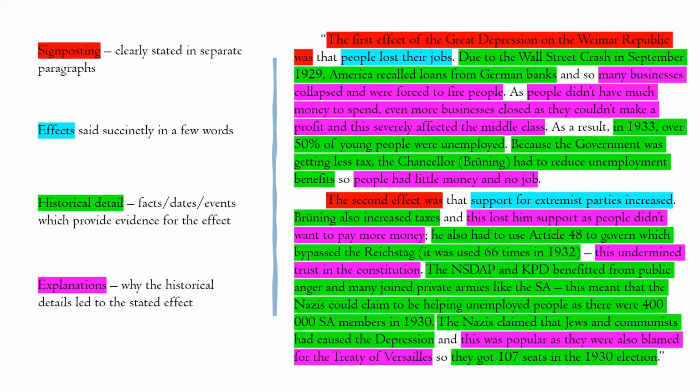This undermined trust in the Constitution. So I've given historical detail and I've said what the effect of that was. And because it undermined trust in the Constitution, this meant that people were looking for another option and turned to the extremist options of the Nazis and the Communists. And I've put at the end, this was popular as they were also blamed for the Treaty of Versailles. So talking about how the Nazis blaming Jews and Communists for causing the Depression was popular because it did something else, but crucially it was popular, and so their support increased.